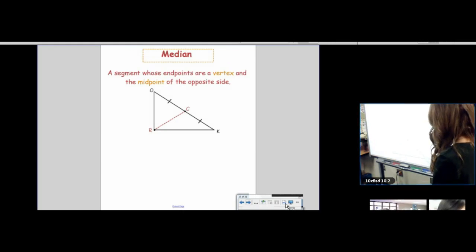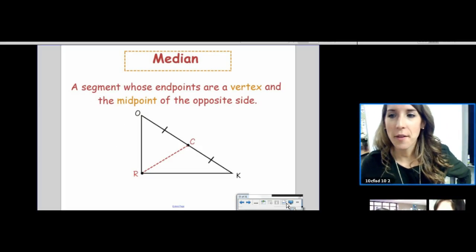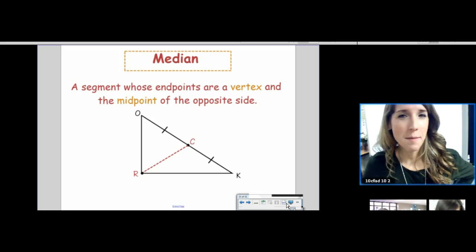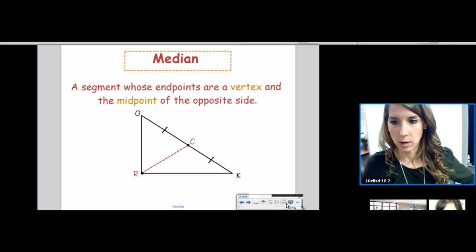Next word. This is a new word. Well, in geometry, it's a new word. You've heard it in other maths: mean, median, mode, range, right? But this is going to mean something totally different in geometry. A median is a segment whose endpoints are a vertex and the midpoint of the opposite side. Good, Neil. Median, middle.